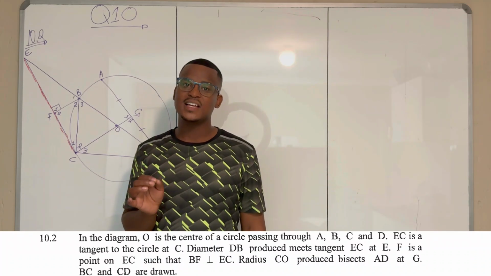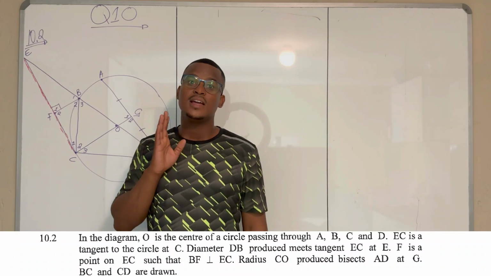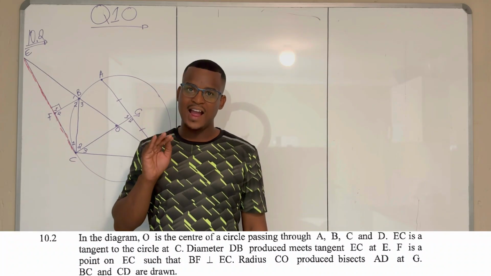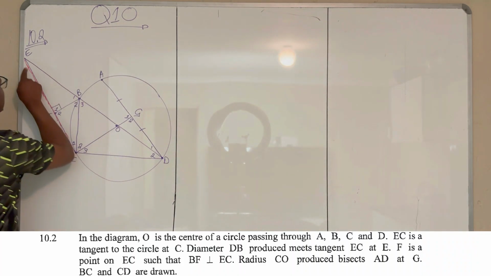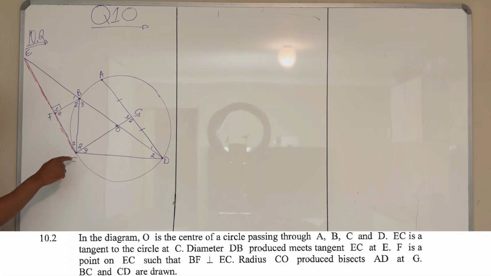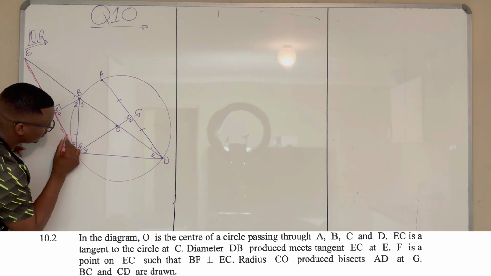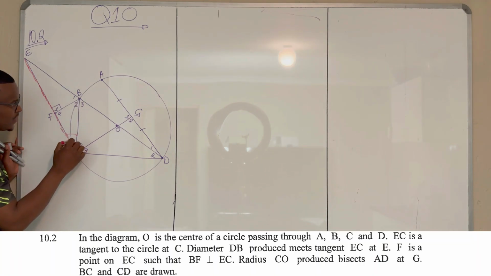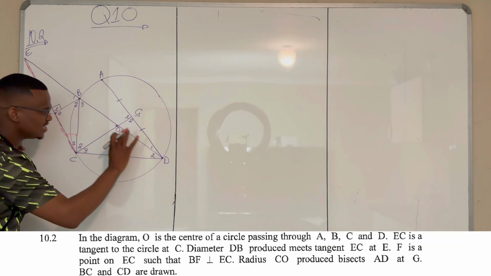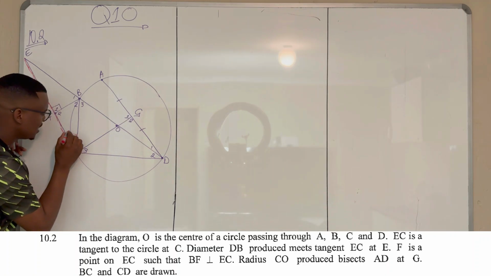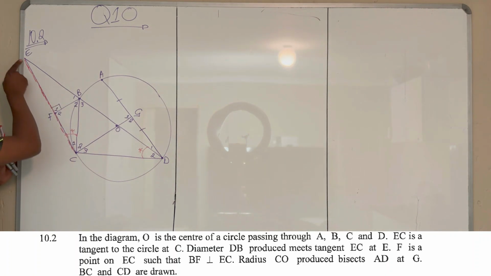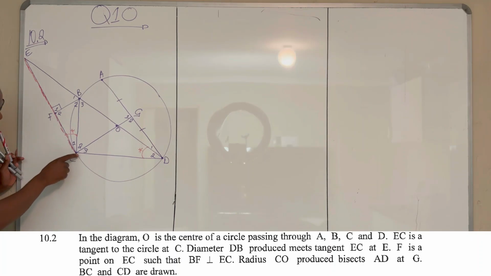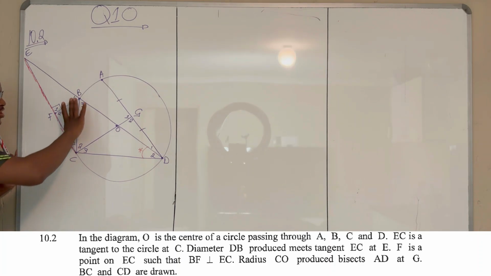The tan chord theorem says the angle between the tangent and the chord is equal to the angle that chord will subtend on the other side. So if you're saying this EC is a tangent, you can see that your EC meets a chord here, this chord BC. And this chord BC subtends angle D, right? So this angle over here should be equal to angle D, because the angle between the tangent and the chord will be equal to the angle that this chord subtends on the other side.